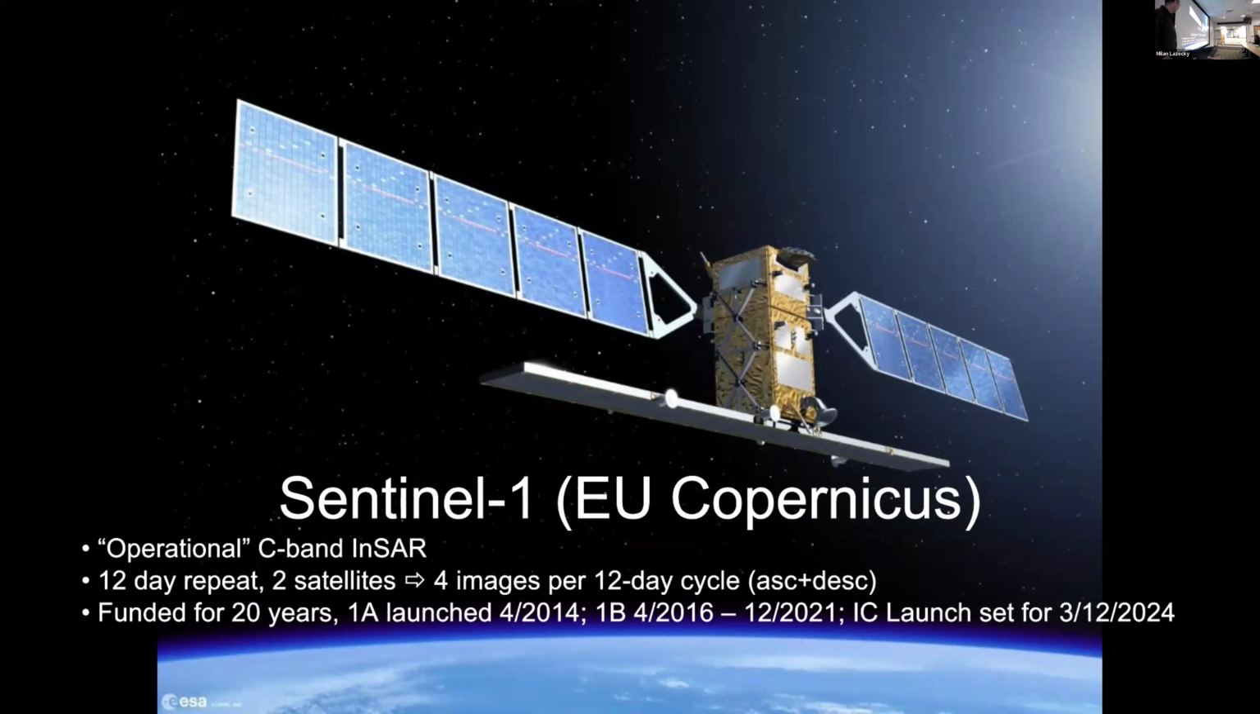1A was launched in 2014, 1B in 2016, 1B sadly stopped working in December 2021, and 1C is scheduled for launch 2 weeks today, so fingers crossed for that one, and that will get us back up to 2 satellites, and 1D I think is going to be launched next year to allow 1A to retire gracefully.